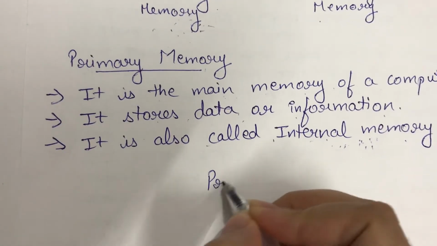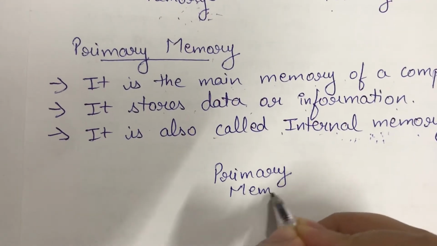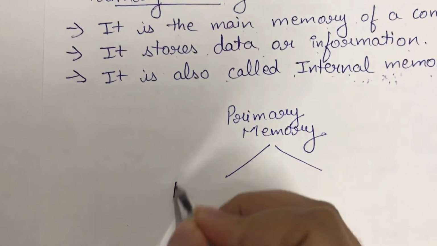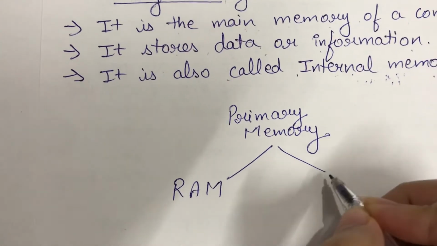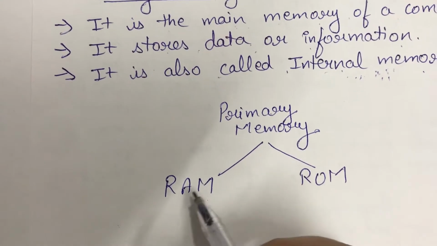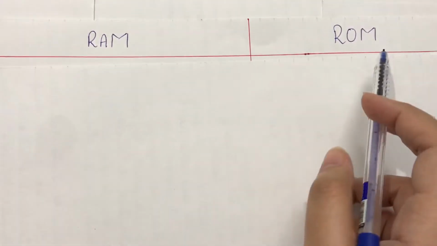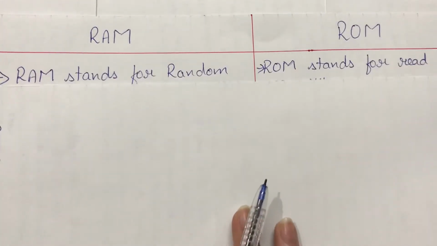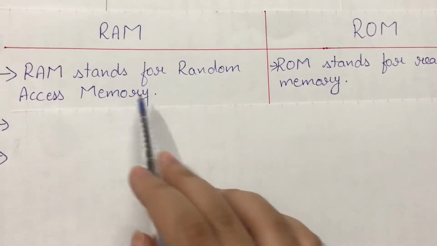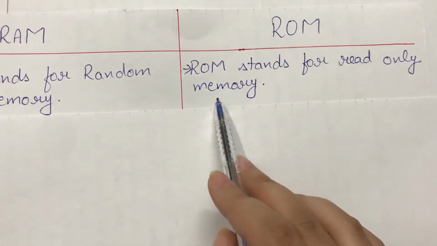Primary memory is of two types, RAM and ROM. RAM stands for random access memory. ROM stands for read only memory.